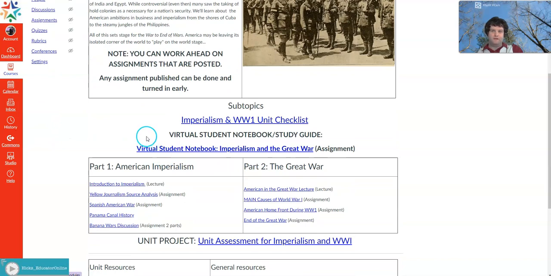Just to break down this unit, it is fairly streamlined. It's divided into two parts. We've got American Imperialism, and then the second part is the Great War. Imperialism will be what occupies the first week we're back from spring break. And then the Great War is a 2-week unit, partially due to the unit assessment. But we'll get to that in a moment.